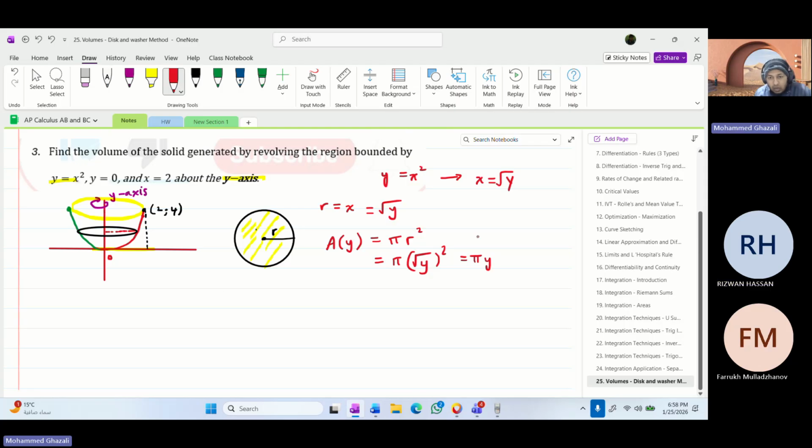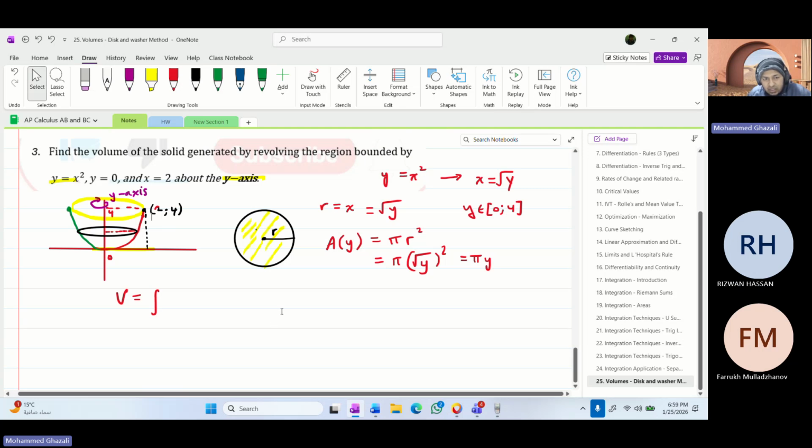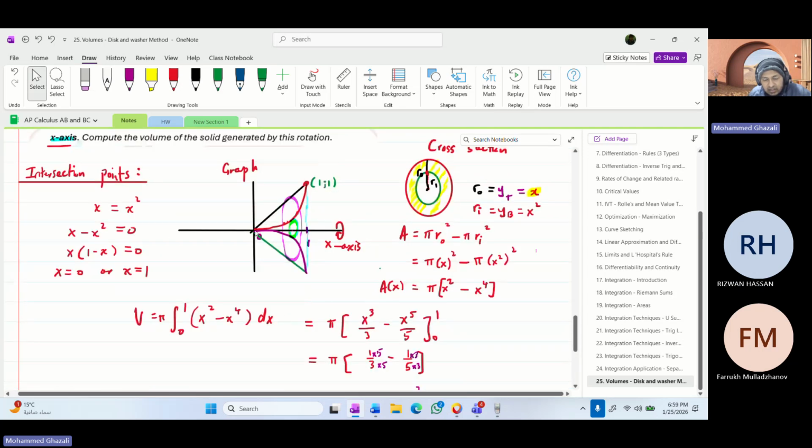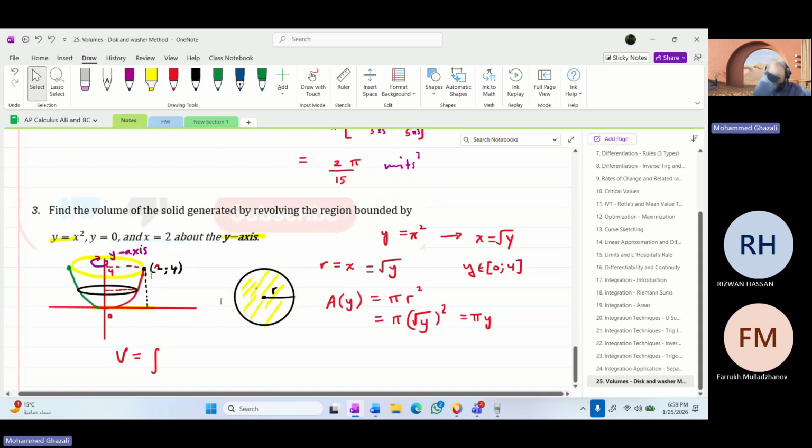So y is going from 0 to 4, and you're integrating from 0 to 4. That's your boundary. You're integrating over the y boundaries. Remember, that point is 4. That's why I put the coordinate 2 and 4. When you're finding the volume about the x-axis, then you're integrating over x. You're rotating about the y-axis, so you have to integrate over y.